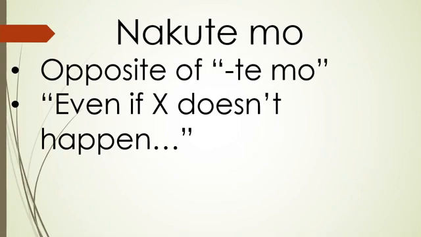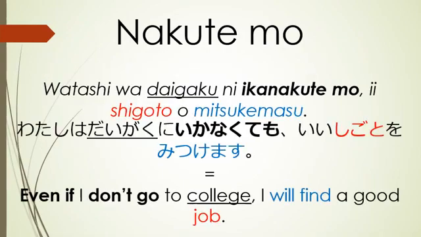Alright, so let's look at an example of this. If I were to say, Watashi wa daigaku ni ikanakute mo ii shigoto o mitsukemasu, that would mean, even if I don't go to college, I will find a good job. You can see I introduced some new words there. I've got one underlined, one in red, and one in blue. Let's take a look at those.